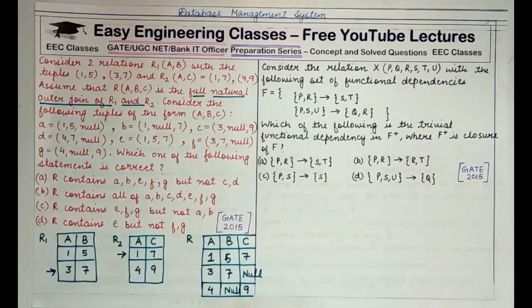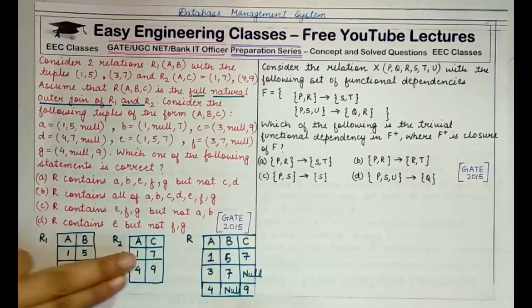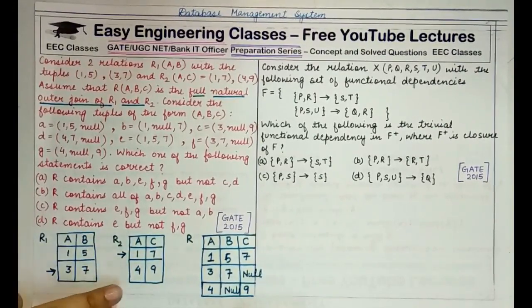Outer join basically means we have to include all the rows present in both these relations, but if a particular value of the common column is not present in one of the relations, then in the columns of that relation we put the value null.